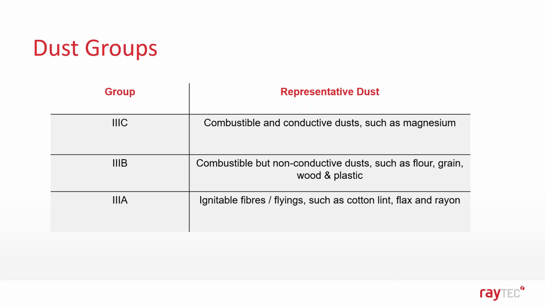Group 3 is subdivided into three dust groups according to the properties of the dust particle. Group 3C dusts are combustible and conductive dusts, such as magnesium. 3A is for ignitable flyings, such as cotton lint. Same as gas groups, for dust groups, 3C is the most onerous. If your equipment is suitable for 3C, then it's also suitable for 3B and 3A, but not the other way around.